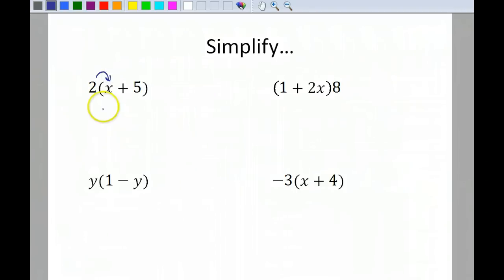2 times x is 2x. 2 times a positive 5 is a positive 10. So we have 2x plus 10. 1 plus 2x times 8. Well, 8 times 1 is 8. 8 times a positive 2x is a positive 16x.